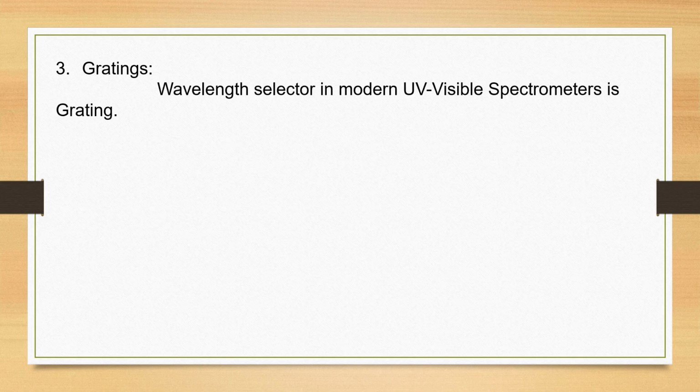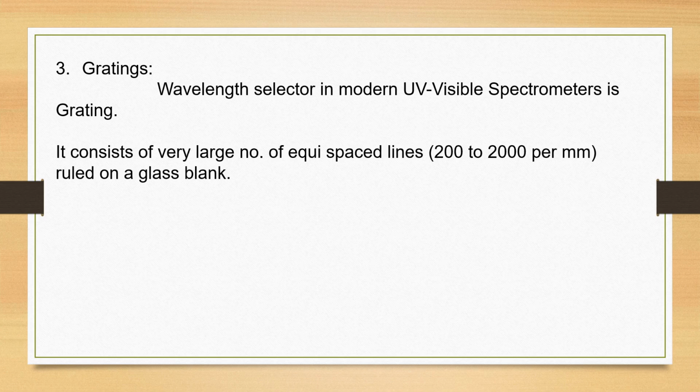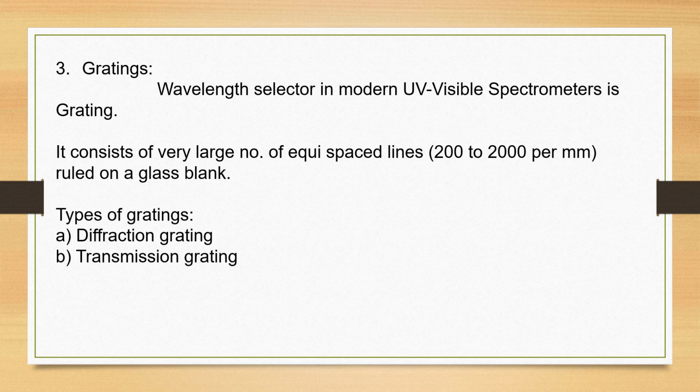And third one, gratings. Modern UV visible spectrophotometers will have gratings as monochromators. These gratings will have a very large number of equispaced lines, about 200 to 2000 lines per millimeter, ruled on a glass surface. There are two types of gratings. First one is diffraction grating and second one is transmission grating.